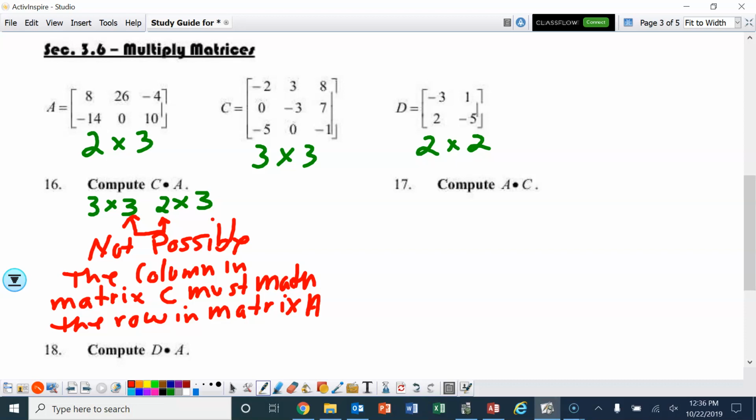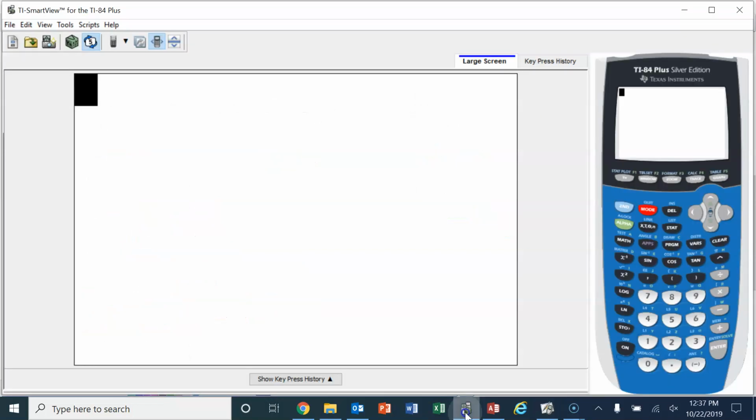All right, so now A times C. Well, let's see, they're reversed. We've got a 2 by 3 and a 3 by 3. This one will work because the columns in A match the rows in C. So on the calculator, we can simply type that in. Now remember, if your teacher wants you to show the work by hand, you need to look at your notes and figure it out by hand. This is just a check method, all right?